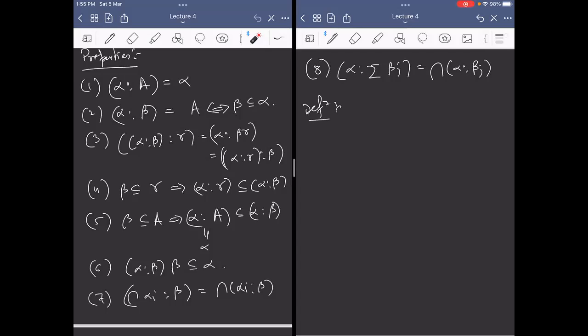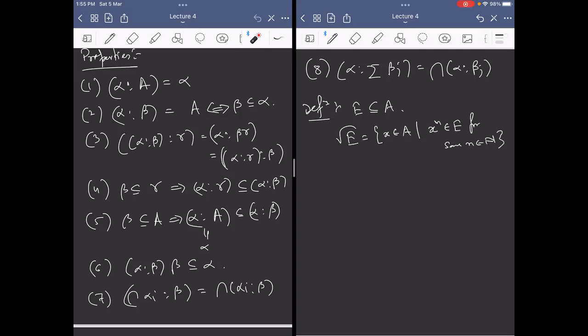Define, for a subset of A: suppose E is a subset of the ring A. Define the radical of E as the set of all x in A such that x to the power n belongs to E for some natural number n. But for an arbitrary subset, we cannot say that this radical is an ideal. That may not be true in general.